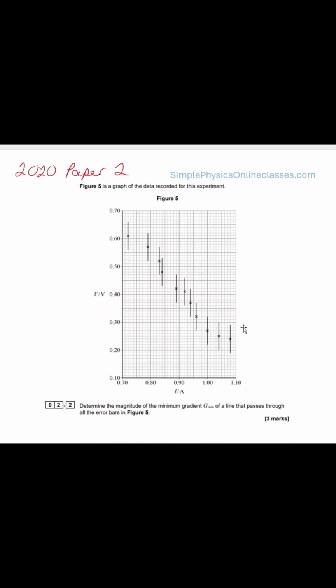So another sort of question here. Determine the magnitude of the minimum gradient of a line that passes through all the error bars. So you got to make sure: minimum gradient, the shallowest. Straight away, your brain is telling you, let's just do that, that will be the shallowest line. It will, but you've missed out these here, and you missed out that one. So it hasn't gone through all the points. We need to adjust this such that it goes through all of them.